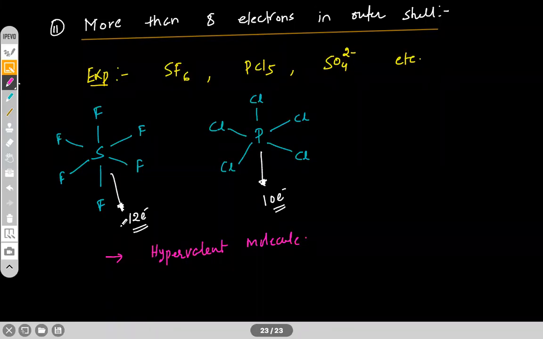Expanded octet. So that's why you see mainly the p block elements of the second period only follow the octet rule. Like boron also, we have seen some exceptions in boron. Mainly we have carbon, nitrogen, oxygen, chlorine. These are the few elements which follow the octet rule mainly. Other elements can easily expand their octets and show expanded octet, because of the availability of D shell, they can have more than 8 electrons easily.